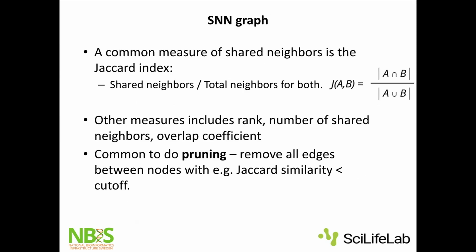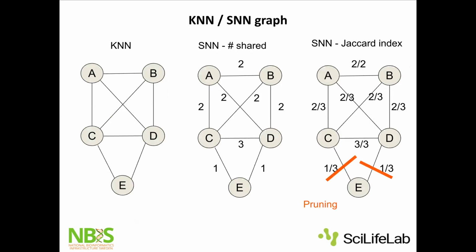A quite common measure of shared neighbors is the Jaccard index: the shared neighbors divided by the total neighbors they have together. But there are other options for how to score this as a graph, like shared rank number, just the number of shared neighbors, or some overlap coefficients. And then in some of these methods, we will also do pruning of the graph, which means that we cut some edges. So I will show you a bit more clearly exactly how it works.